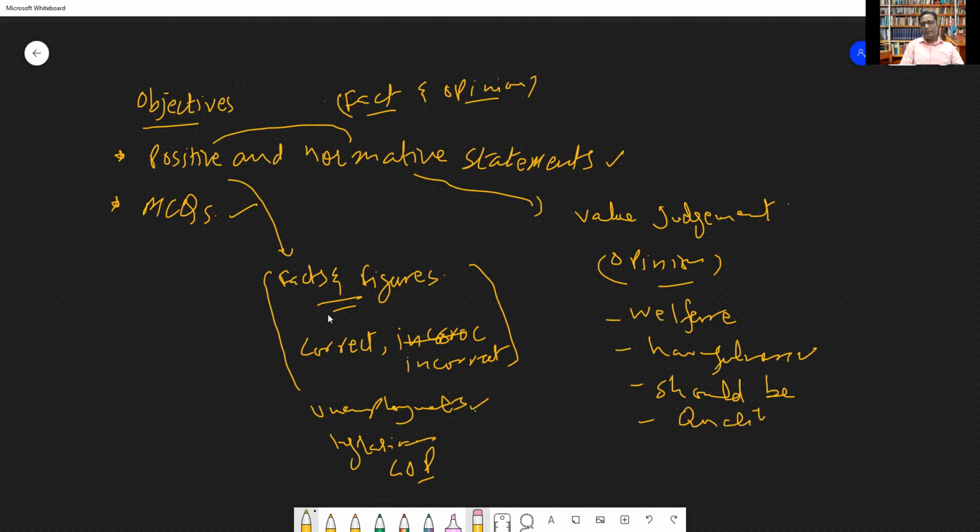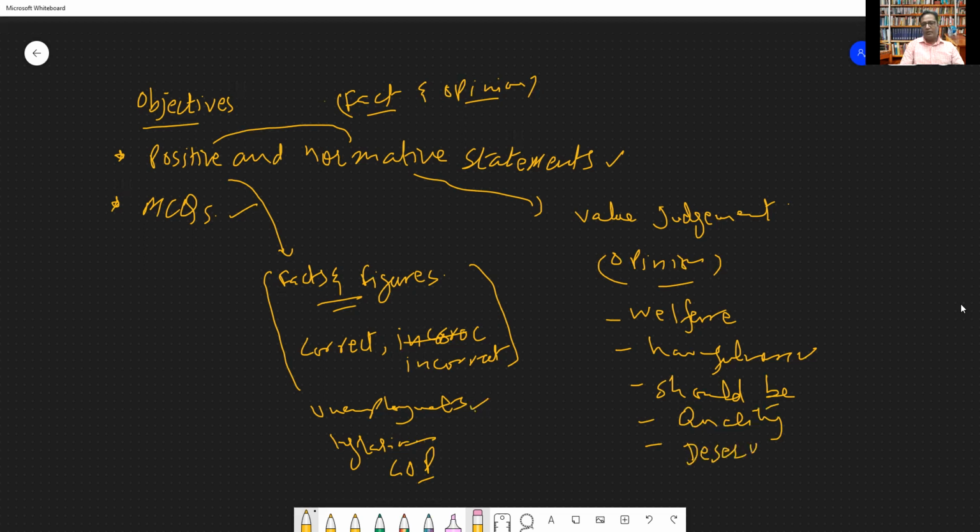Similarly, quality is again a normative statement. The quality of a product might be very good in the mind of one person, but it might not be good as per the opinion of another person. So quality is again a normative statement.